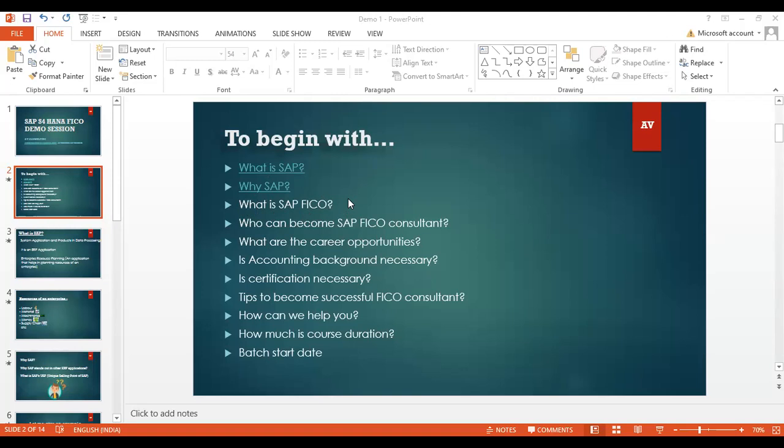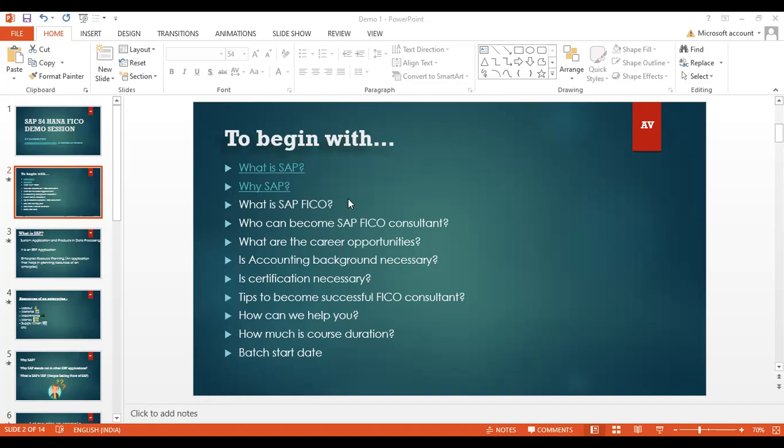Who can become an SAP FICO consultant? I would say anybody who has the passion and interest to learn SAP FICO can become an SAP FICO consultant, irrespective of financial educational background, age, gender, or anything. I would not say that this person cannot become one. Anybody can become an SAP FICO consultant. The only thing is that the person needs to have the interest and the passion to learn. That is the only requirement.